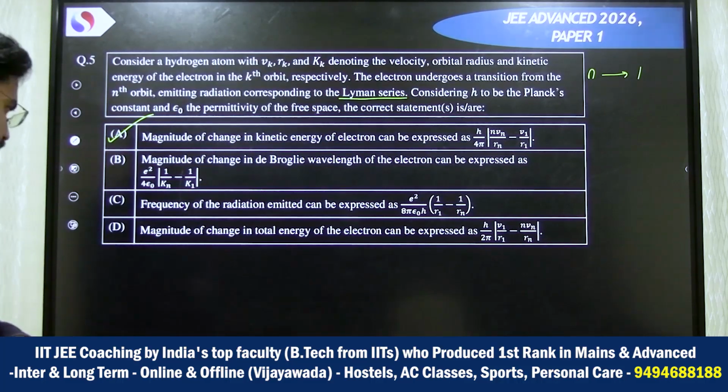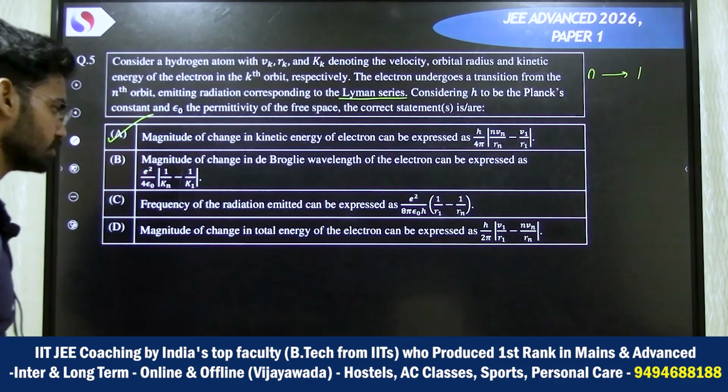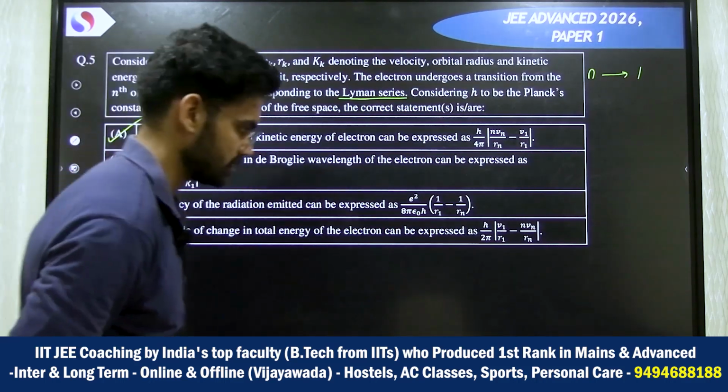Now on the basis of A, we can directly go to D and answer that. How? Magnitude of change in total energy of the electron can be expressed as.